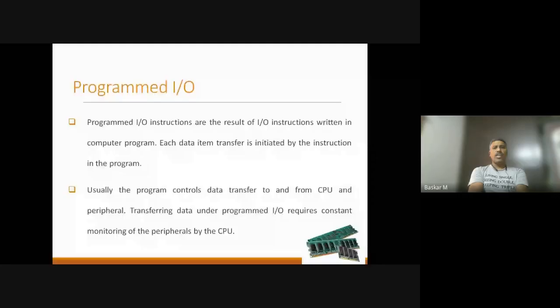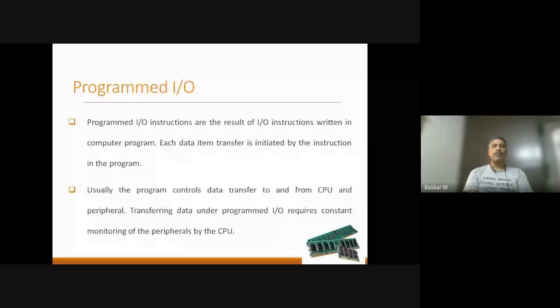For example, getch, putch, getchar, putchar, then we have gets and puts. All those functions are available. These are examples of IO instructions for a particular programming language. By making use of these programming language IO instructions, the data transfers take place. This is called program IO.